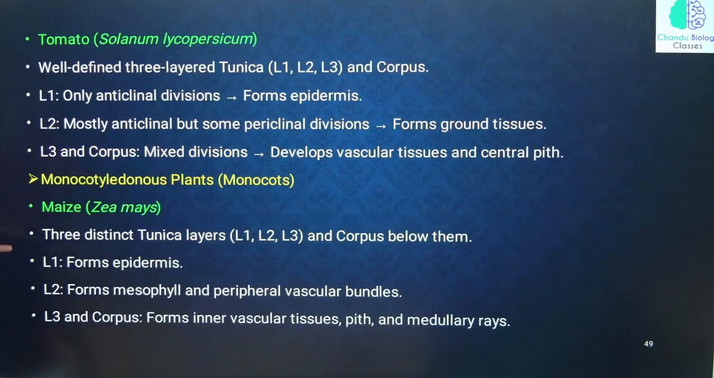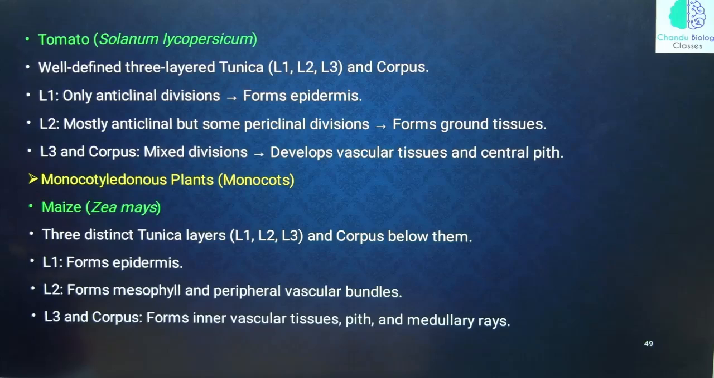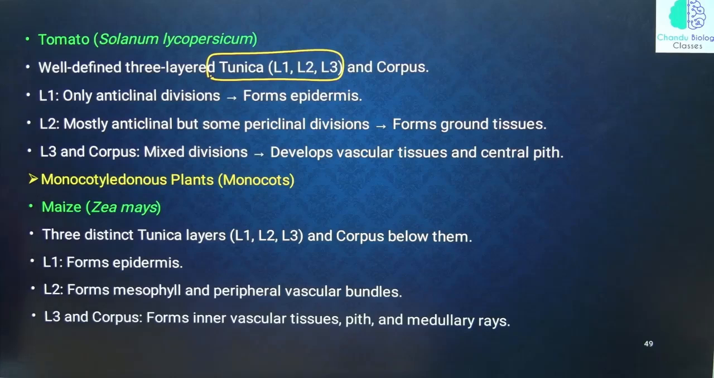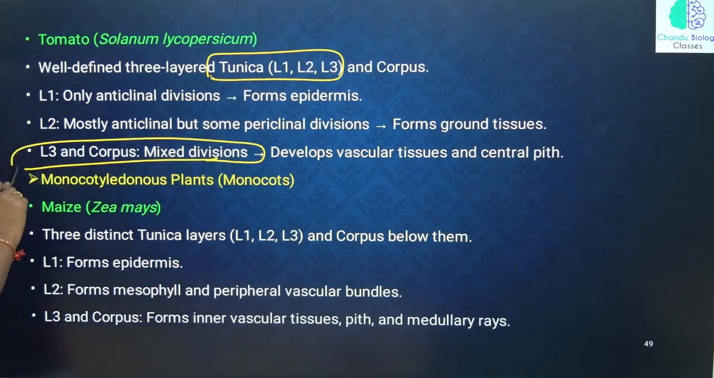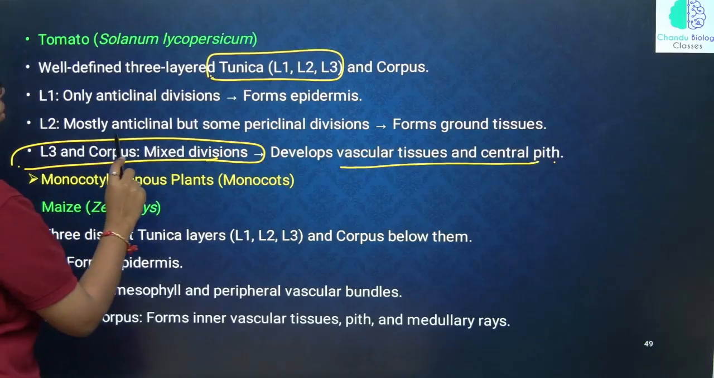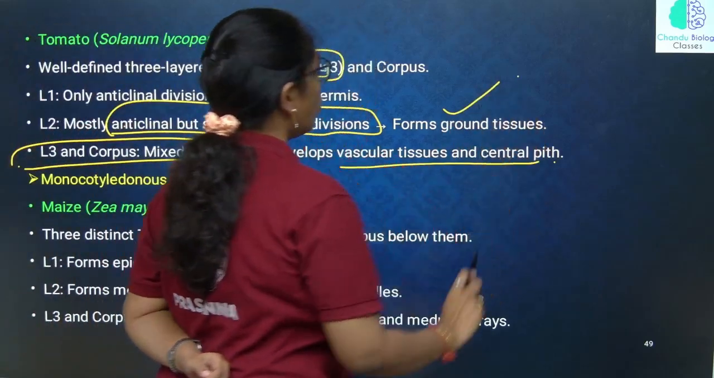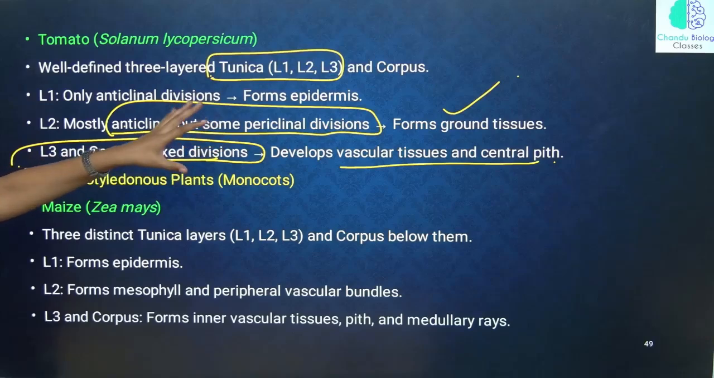Next type, if we observe tomato. Tomato is an example again, that is Solanum lycopersicum. You can see clear divisions, but in here what we need to remember is tunica and corpus is 3 layered, wherein only third layer will show mixed type of divisions, forms vascular tissue and central pith. Second layer also is showing 2 types of divisions, which leads to the formation of ground tissue. So, only layer 1 is conducting anticlinal divisions, 2 and 3 both anticlinal, periclinal, forming ground tissue, vascular tissue and central pith.